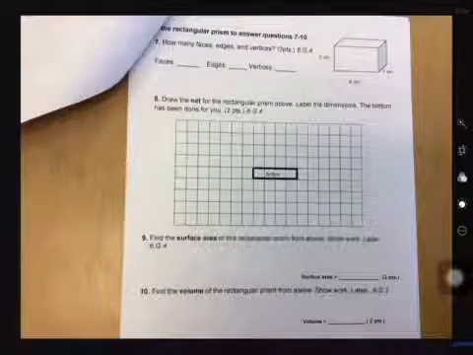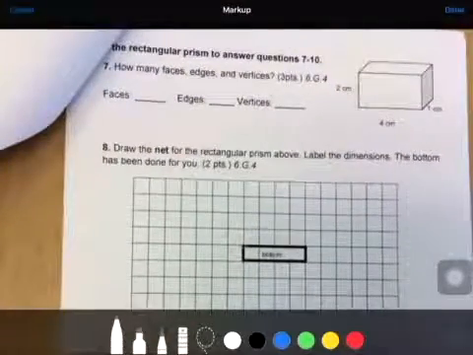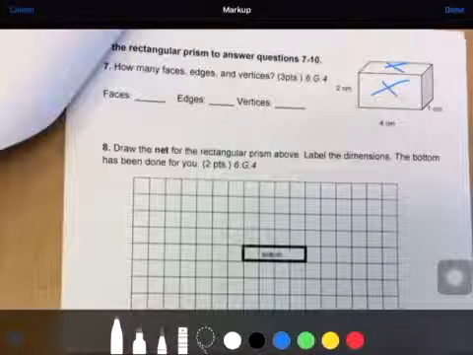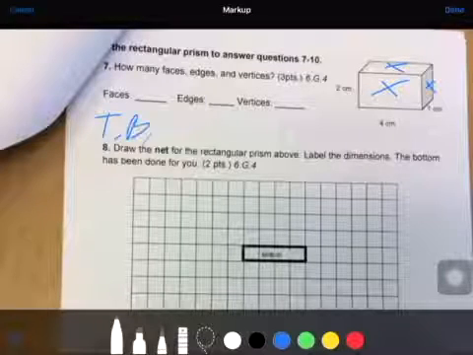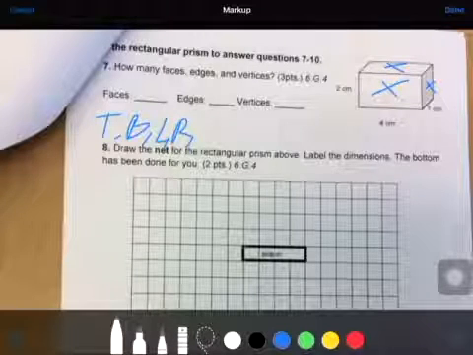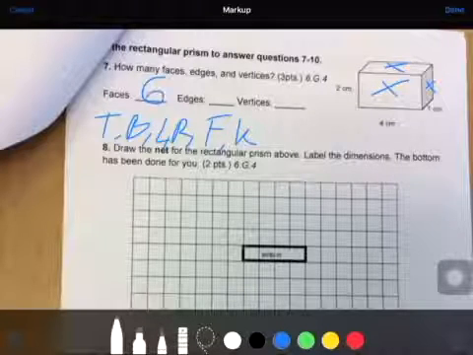quiz. Okay, for number 7, how many faces, edges, and vertices are there? So for faces, I always think about, like, that's a face there on the top, on the left, and there's some that are hidden right now, so I just have to think. There's top, bottom, left, right, and then top, bottom, left, right, front, back. So there's always 6 faces.